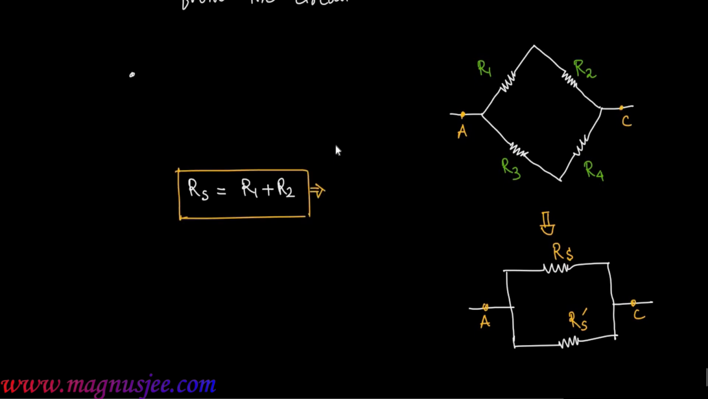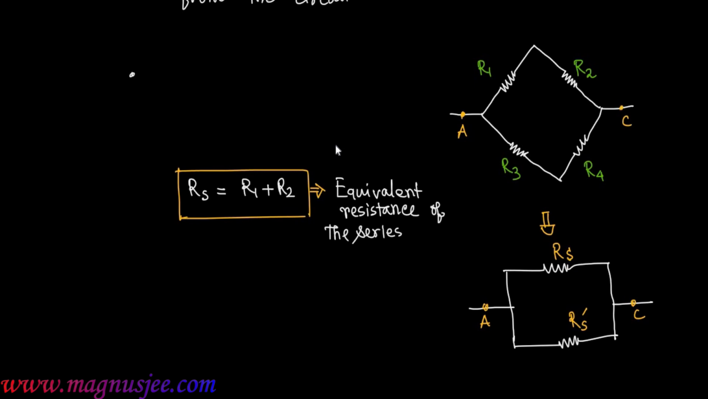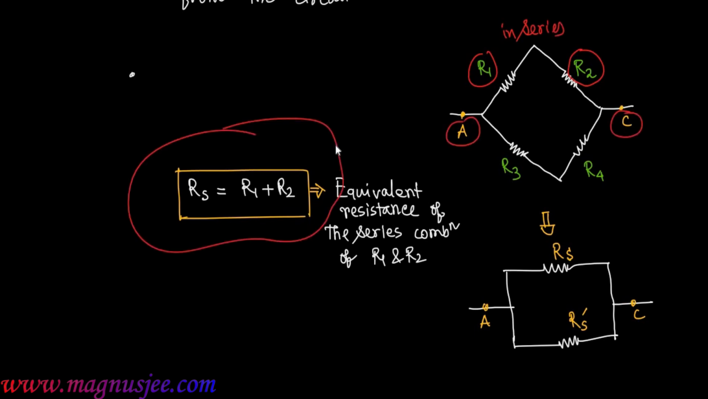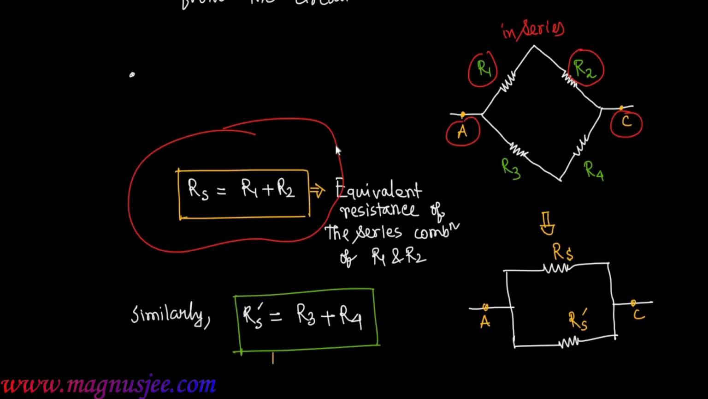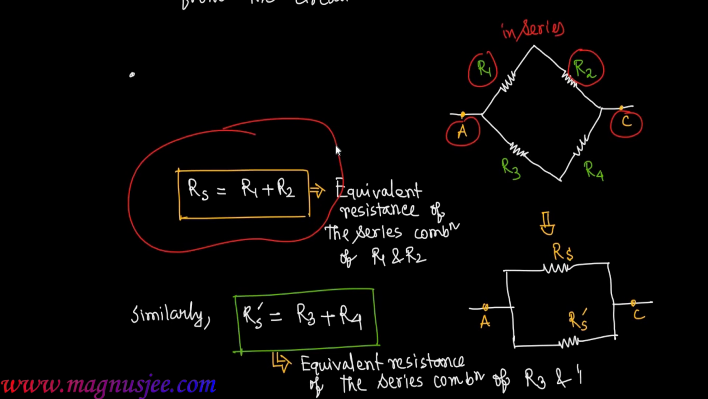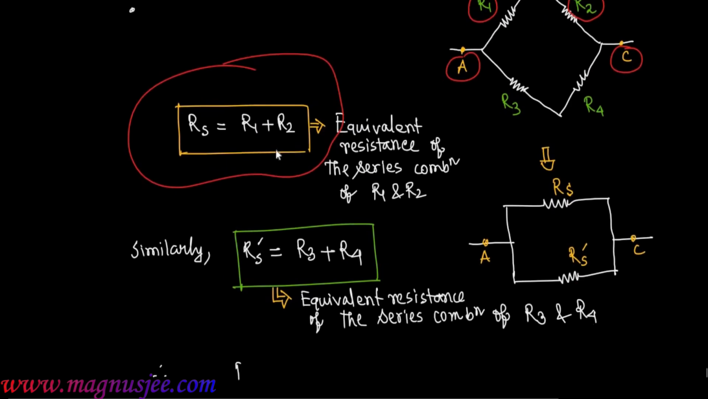Rs is equal to R1 plus R2, which is the equivalent resistance of the series combination of the two resistors R1 and R2, connected in series between the 2 points A and C. Similarly, Rs prime is equal to R3 plus R4, which is also the equivalent resistance of the series combination of the two resistors R3 and R4.